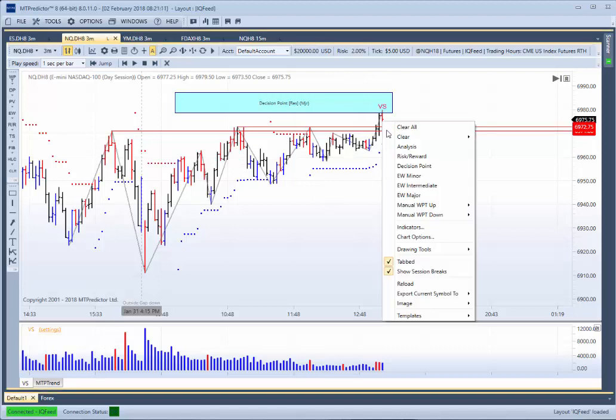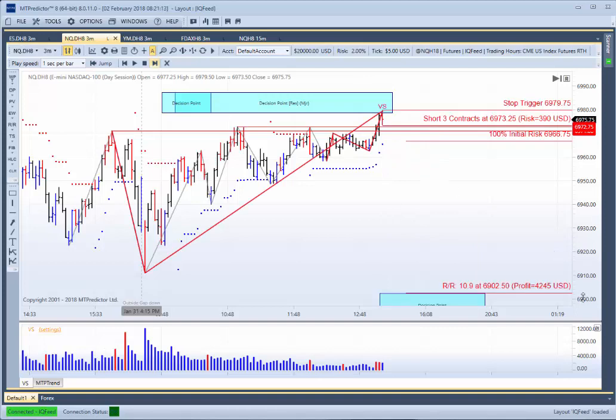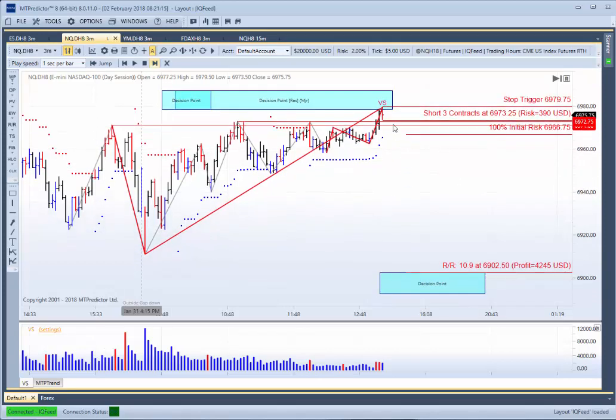We right mouse click over the red cell bar, do analysis, and this is the great thing again about MTPredictor. First of all, it keeps your initial risk small, so it gives you an entry level and a stop level. I'll just take these highs and lows off again to clear the chart up. So it gives you an initial risk, in this case less than 2% on a sample $20,000 account.